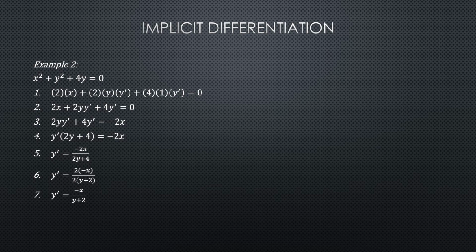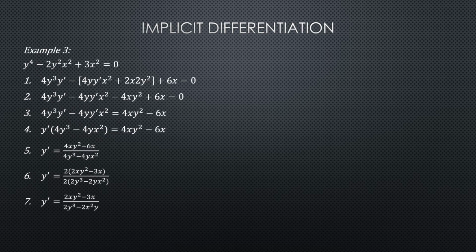Then all the rest is just algebra, and you can stop the video and go through the math. The one thing to point out here is when you have multiple y primes in the equation, you want to get all the y primes to the left side of the equation and everything else to the right side of the equal sign, and then factor out the y prime, so that way you can get it by itself and then divide the rest over.